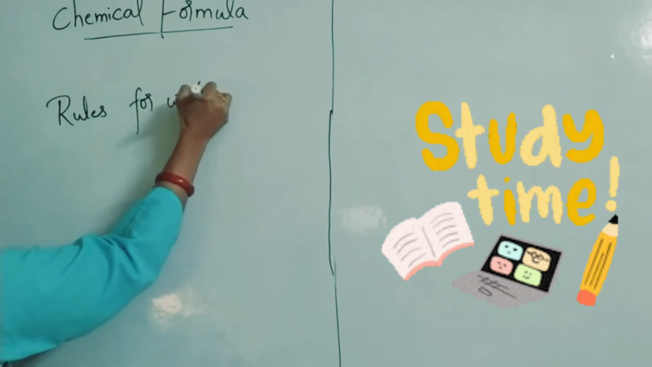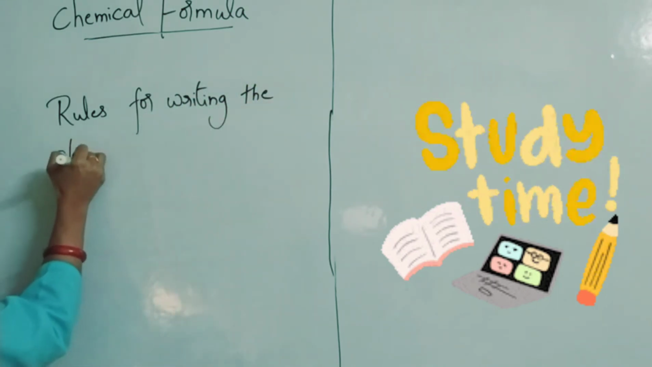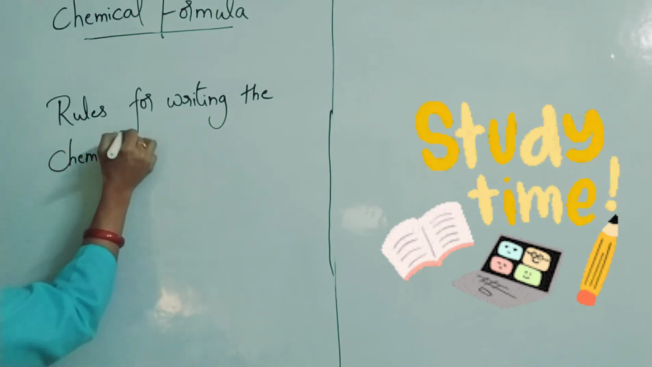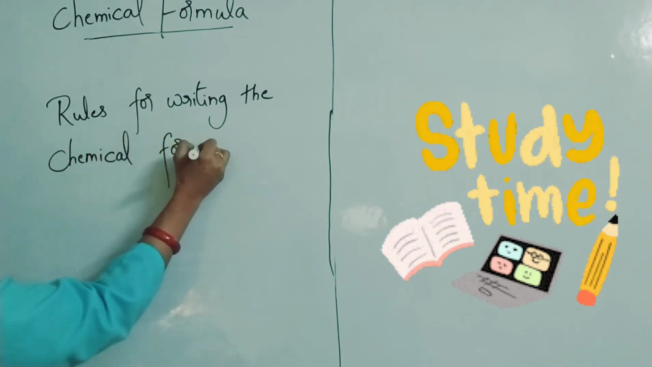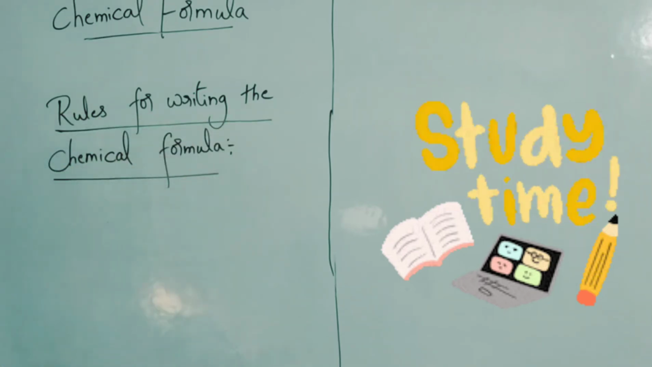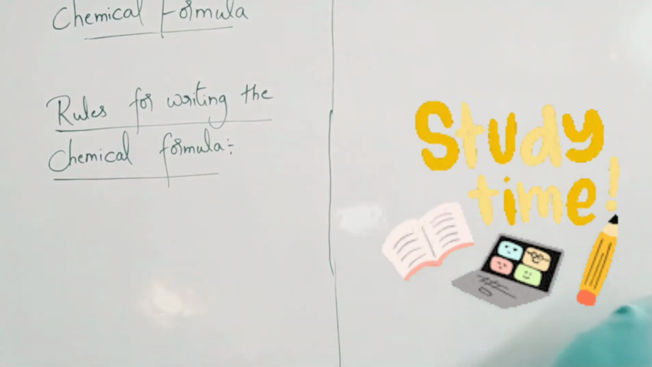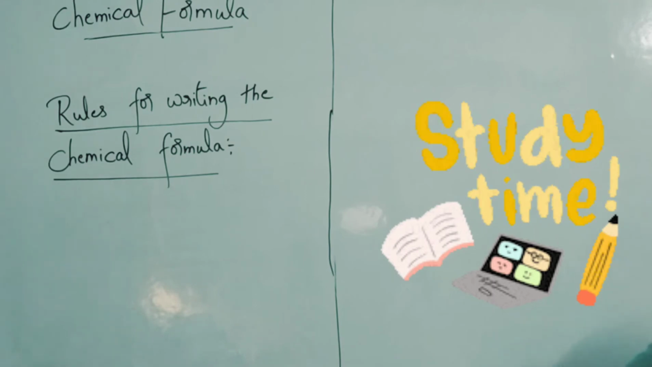Rules for writing the chemical formula of a compound. What are the different rules? First, we have to write the symbols. You have to be very well versed with the symbols, isn't it? First, what you have to do? First, you have to write the symbols.